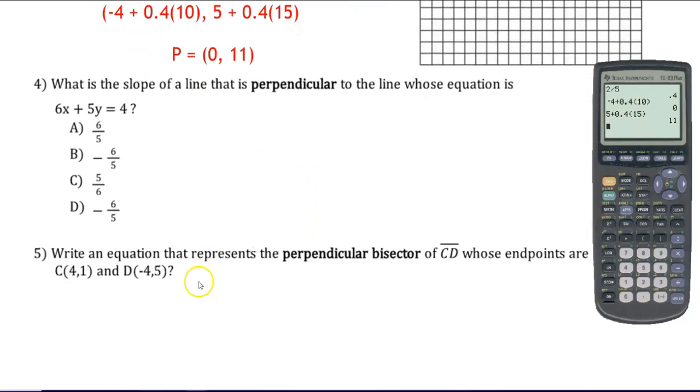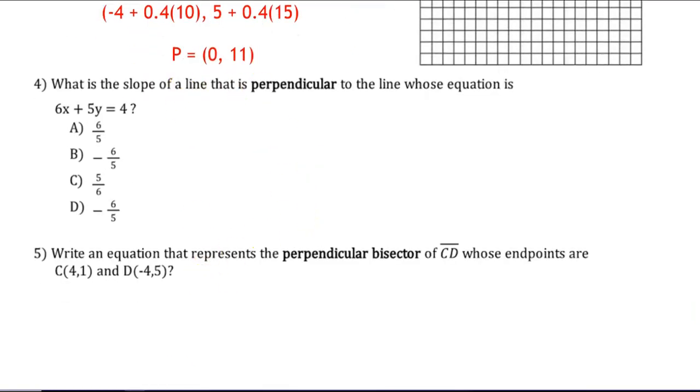Moving on to question 4. What's the slope of the line that's perpendicular to the line whose equation is 6x plus 5y equals 4? My first step is to solve this equation for y to get the slope. And then a perpendicular slope is going to be a negative reciprocal of the prior slope. I'll show you the first step first.